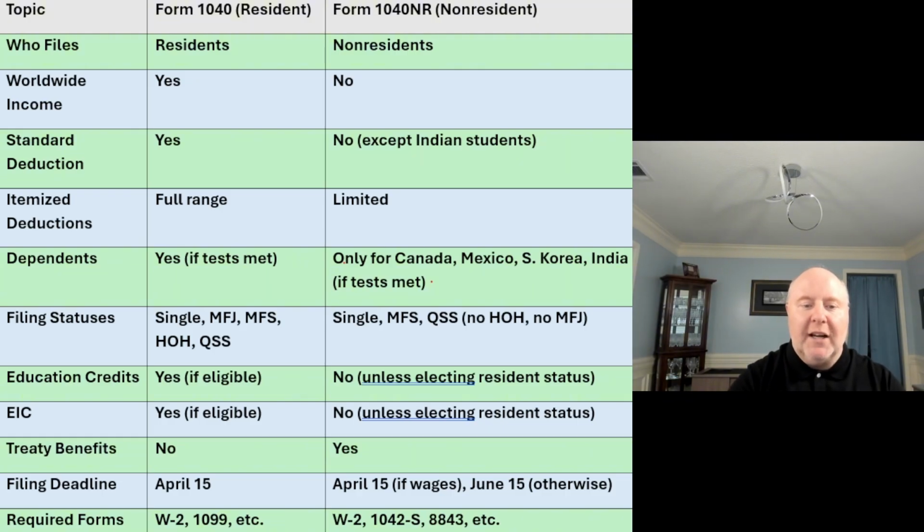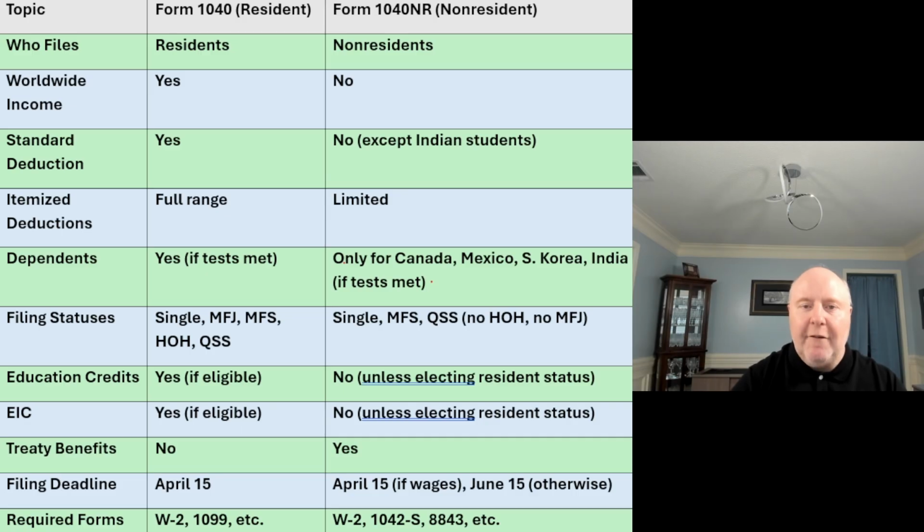Then we went through and talked about treaty benefits, filing deadlines, and then finally the required forms. Here's the last thing I want to leave you with. When you're doing the required forms, the W-2, the 1042-S and the 8843, those are going to be things that you include with your tax return. Those are going to be included on that portion of it.